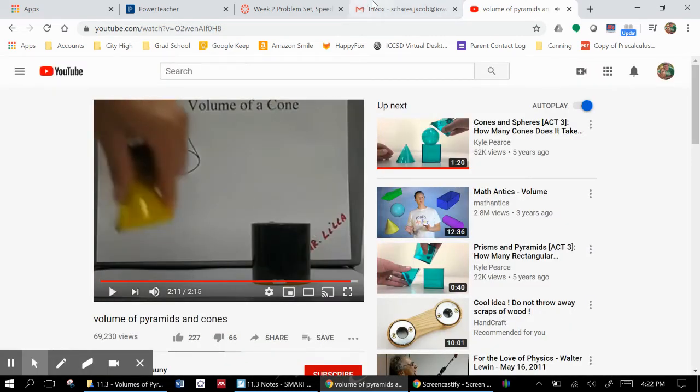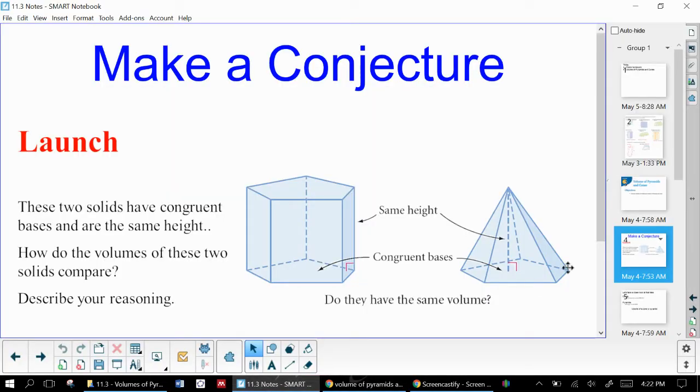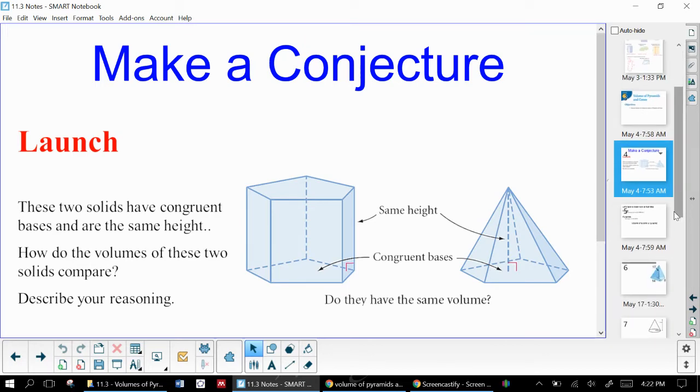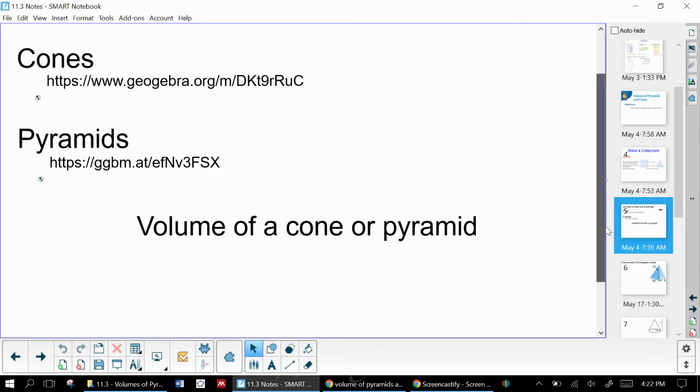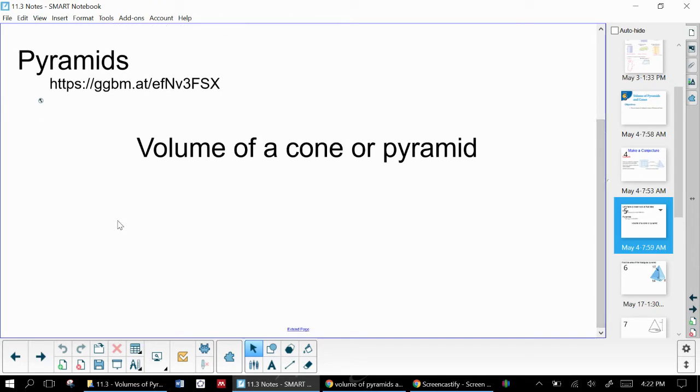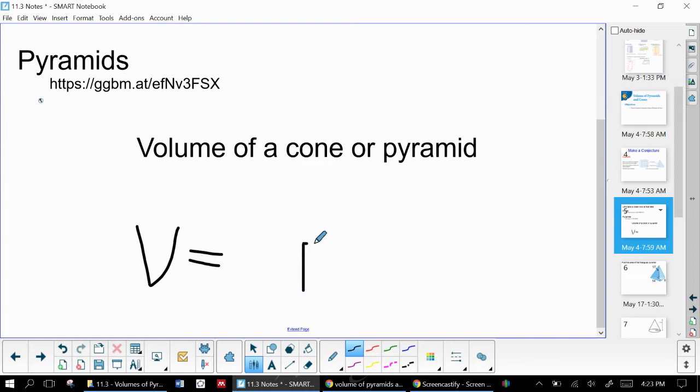So let's go ahead and pause that. So it looks like for pyramids, we basically have 1/3 of the corresponding volume of a prism. So if the bases were the same, the heights were the same, it'd be 1/3 the volume. So what that tells us here is that the volume of a cone or a pyramid is just going to be 1/3 what it is for a prism. And so for a prism, we just take the area of the base times the height. And for a pyramid, which you just saw that it fits in 3 times to that prism, we're just going to take it by 1/3.